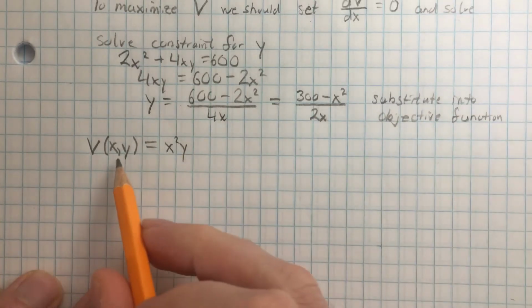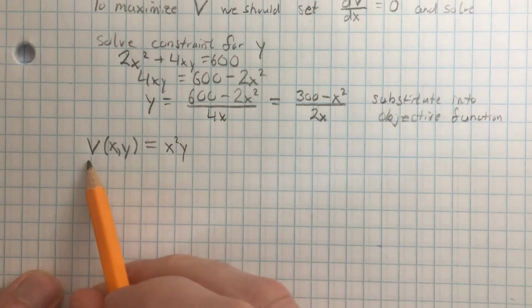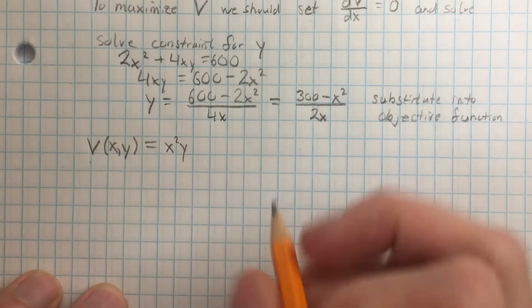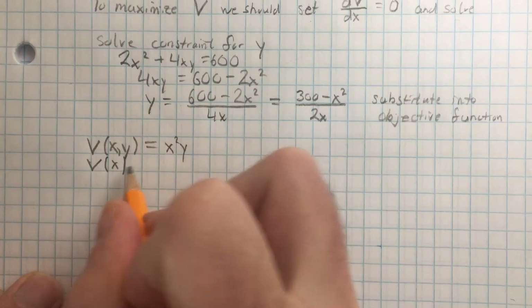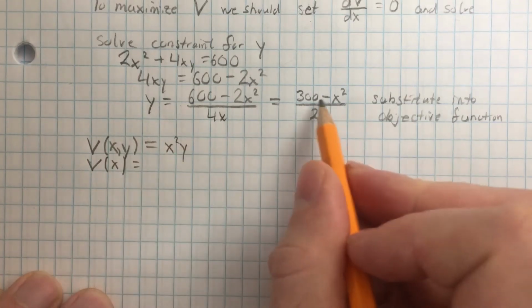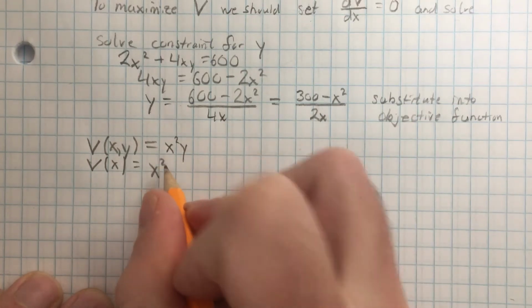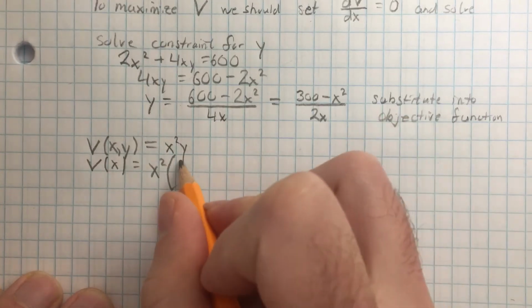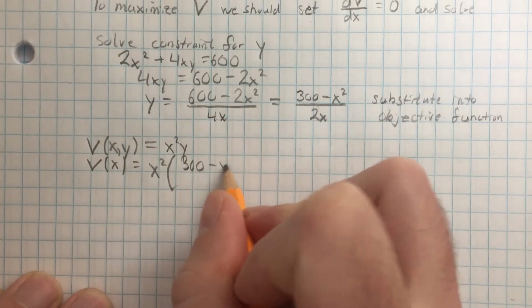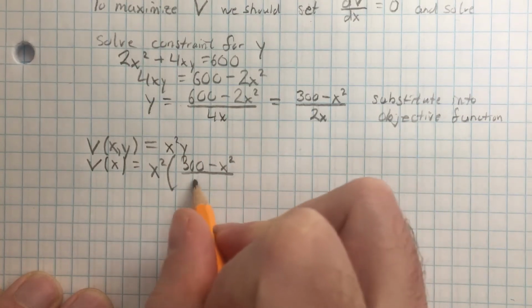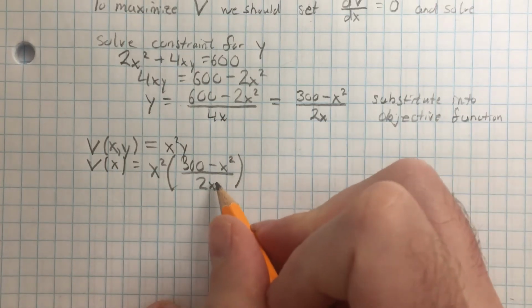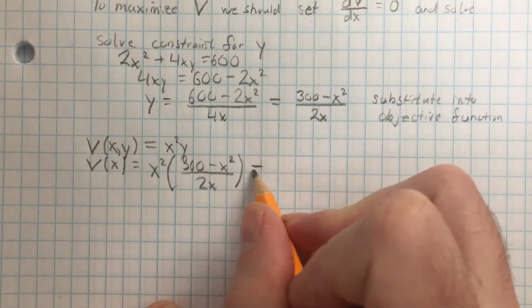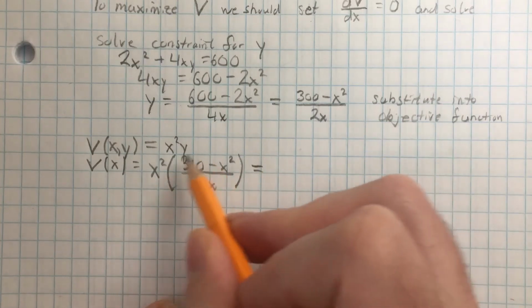It's a two variable function, two independent variables, one dependent variable, but we're going to render this thing single variable. We're going to substitute in something for y, and that's this expression here. So we'll have x squared, and in place of y, we'll have (300 minus x squared) over 2x. Now we want to simplify this as much as possible, but you do see it's now all just a function of x.